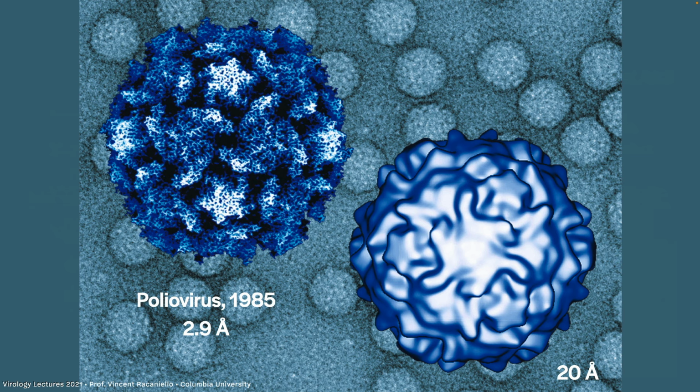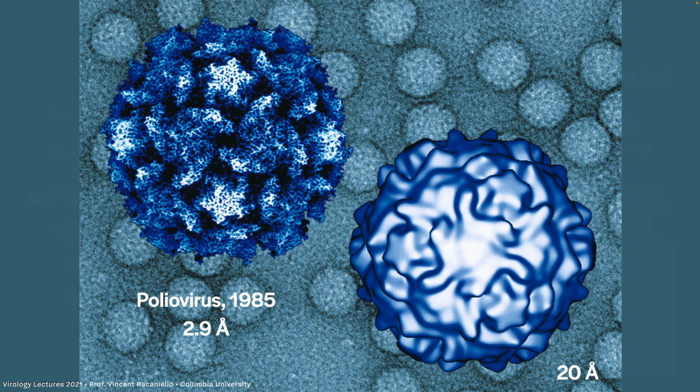Now on the right is the cryo-EM that was done not too long afterwards, and it only had at the time a resolution of 20 angstroms. You can see you cannot see individual polypeptide chains. By the way, the background is the frozen preparation that was used to make this cryo-EM. So you can see surface features.